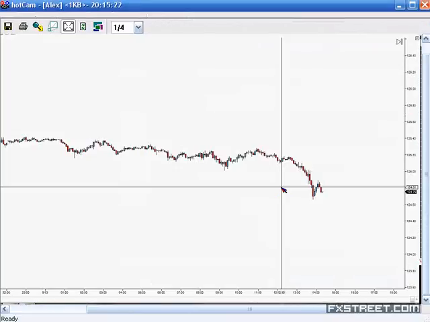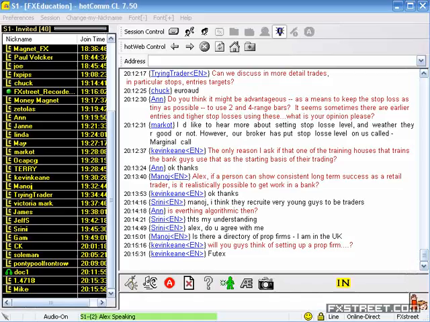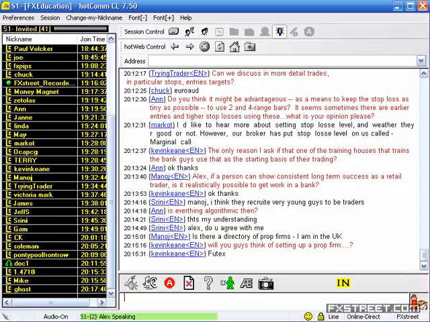Is there a directory of prop firms? Not that I know of, Manoj, but I'm sure if you type in proprietary trading firm London, you'll find a couple come up. There's actually a few in North London that you can look into. For the life of me, I can't remember the name of them, but they do exist. Yep, I've heard of them.